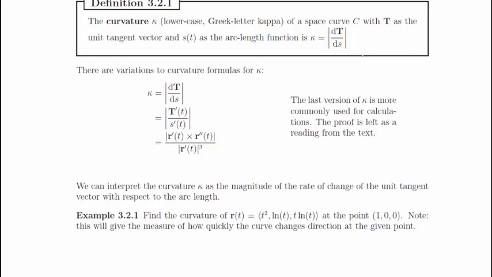There are variations on this curvature formula. The general one, let's just talk about this real quick. So kappa equals the magnitude of dT ds, where capital T is the unit tangent function. This is saying the rate of change of the unit tangent function with respect to how far we've gone. So we don't want to do it in respect to time or with respect to t, because t could be speeding up or slowing down as we go, and we want this to just be in terms of how far we've gone, how quickly the unit tangent vector changes as we move the same amount of length.